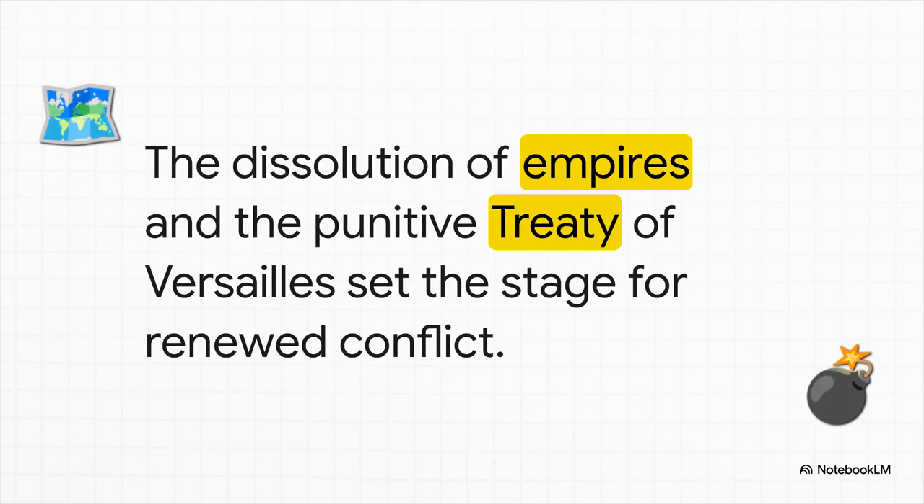You see, World War I radically altered the map of Europe. We're talking about the Austro-Hungarian, Ottoman, and Russian empires being completely dissolved. This created new nation-states, sure, but it also left behind some incredibly deep, unresolved tensions.